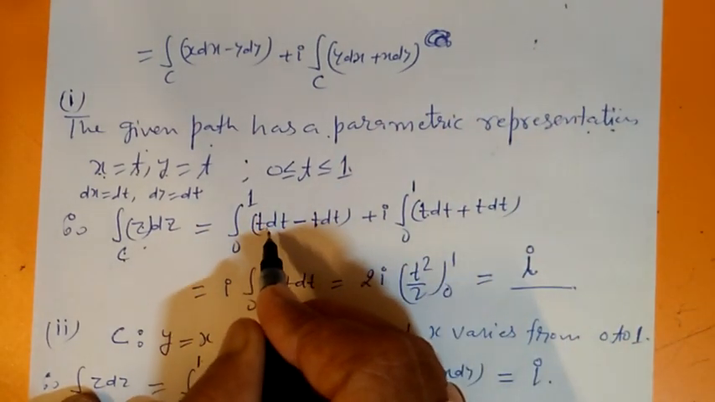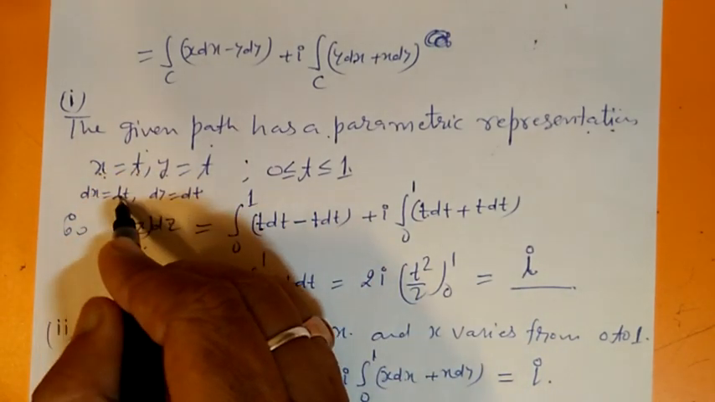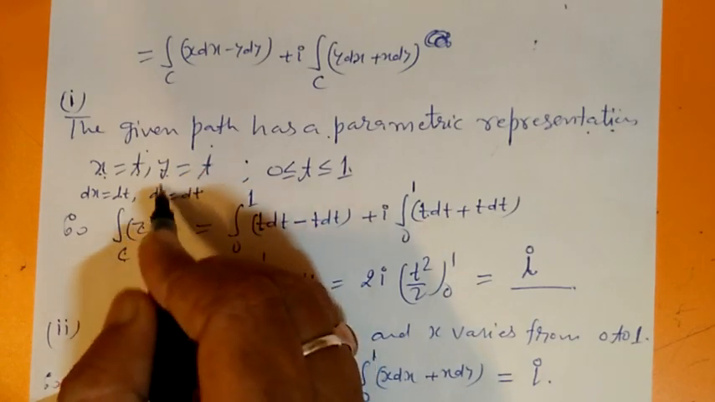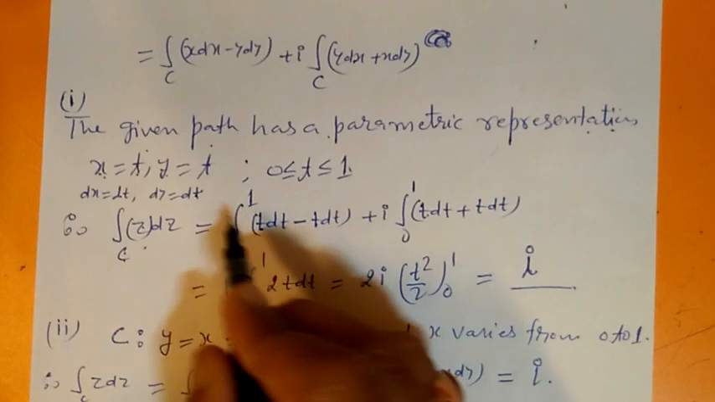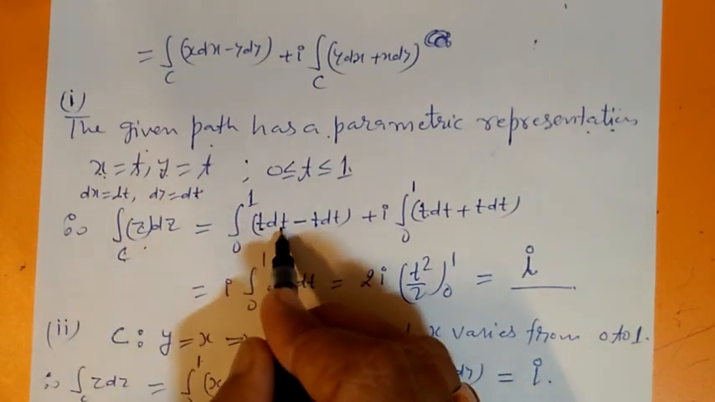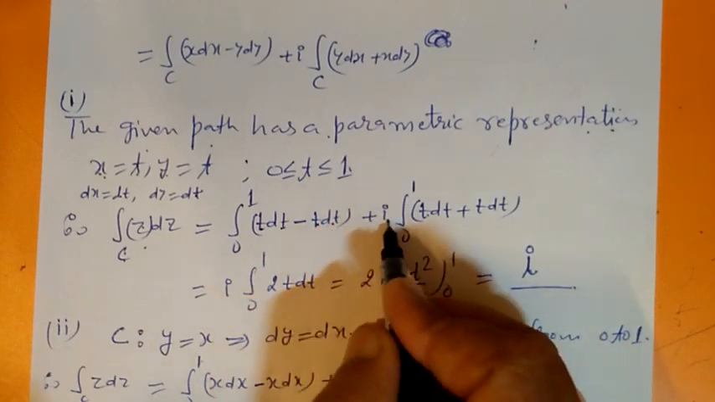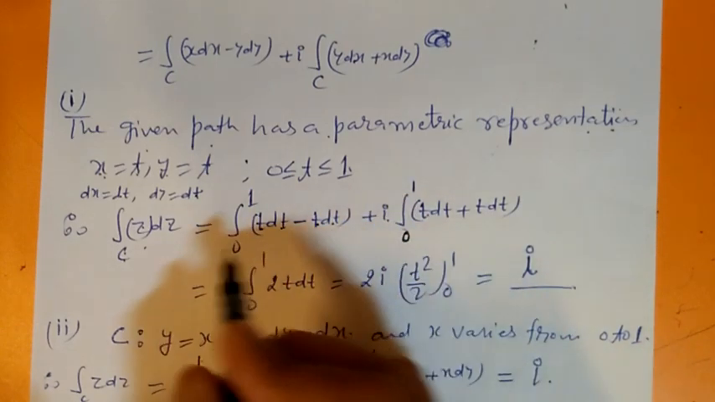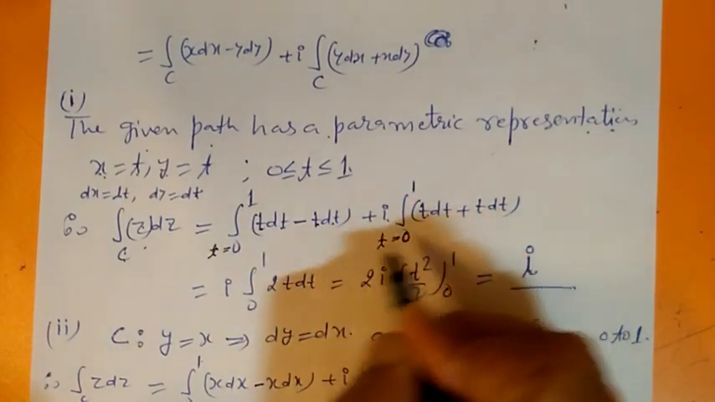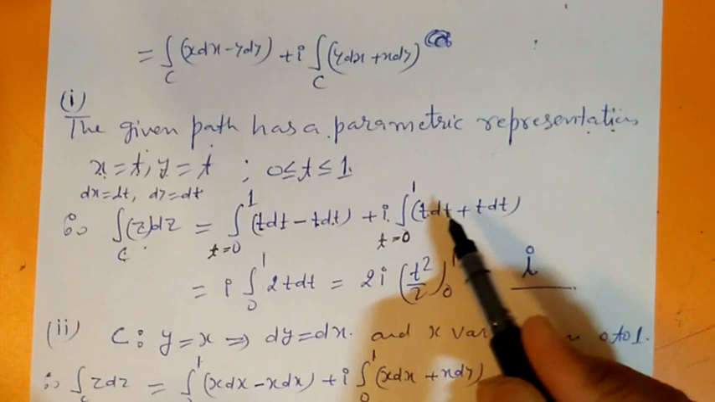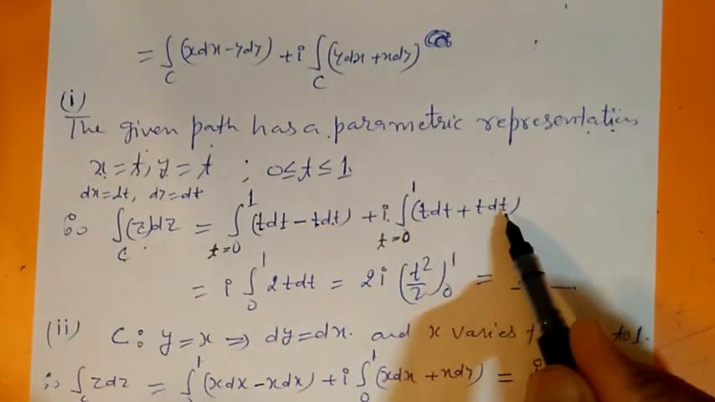So x is equal to t, so dx is equal to dt, and y is equal to t, so dy is equal to dt, that is, differentiating both sides. Taking x is equal to t and dx is equal to dt, minus taking y is equal to t, dy is equal to dt, plus i times the integral with limits from 0 to 1, taking y is equal to t and dx is equal to dt, plus taking x is equal to t and dy is equal to dt.